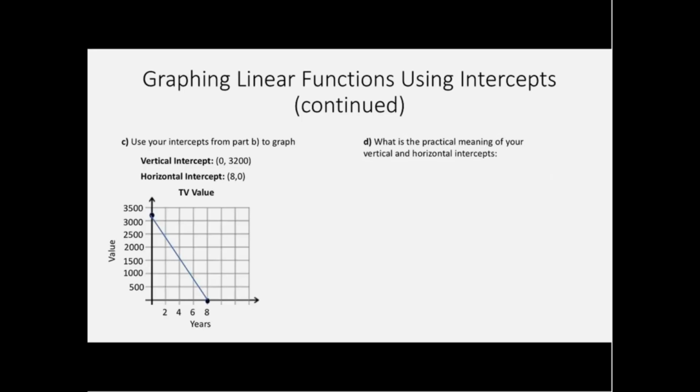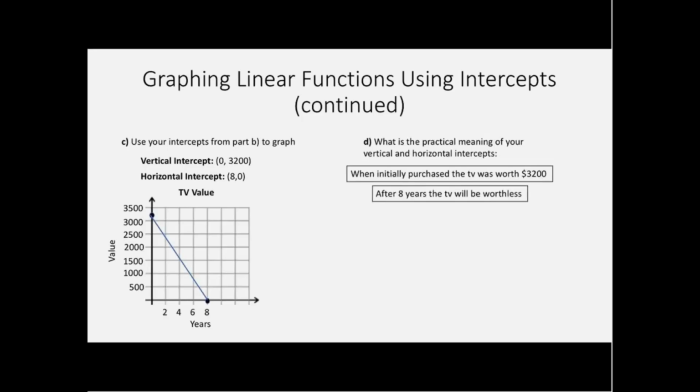Okay, if we want to talk about our first intercept, we look at that vertical axis. We say my intercept is (0, 3,200). What that means is that at time 0, the cost of my TV is 3,200, or another way to say it, we initially purchased the TV that was worth 3,200, maybe a little bit more common English. People don't really talk about 0 time in the real world very often. Next part. Second intercept, horizontal intercept (8, 0). 8 is my input, so that would be how many years.